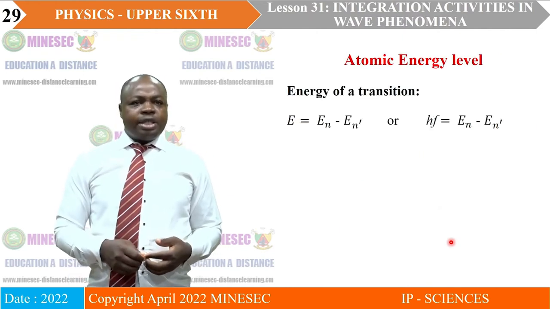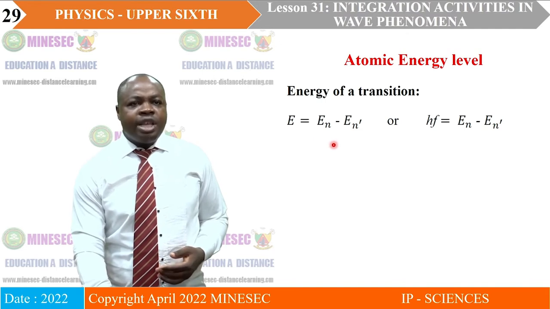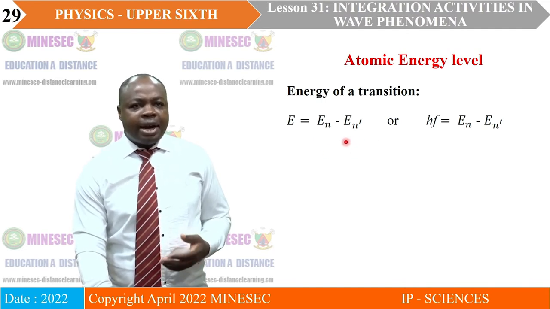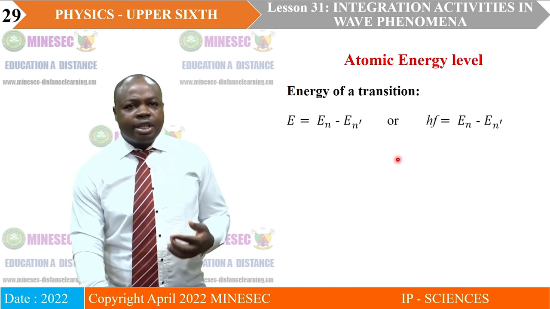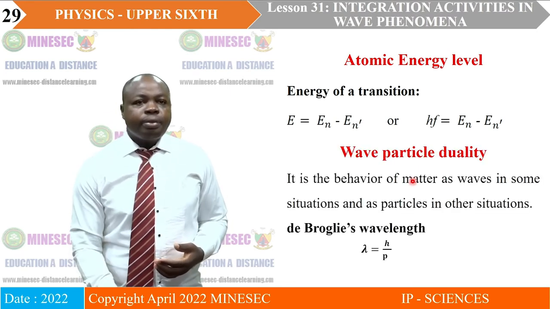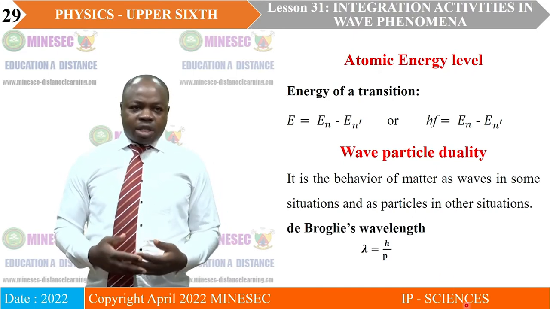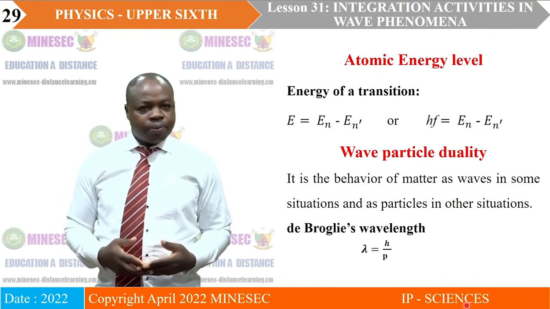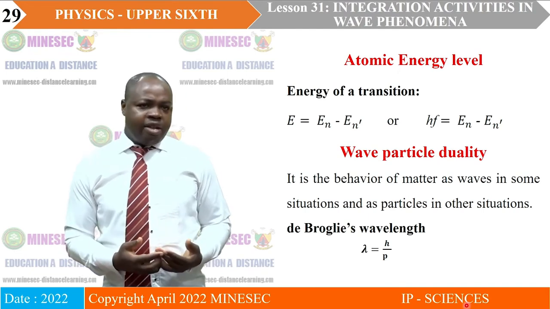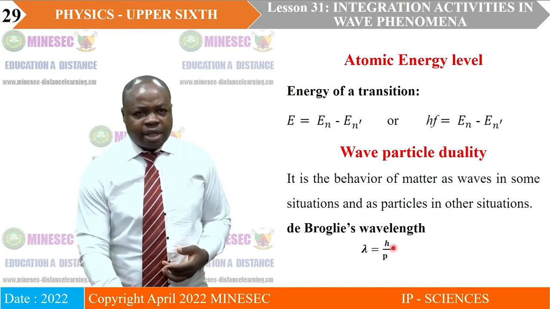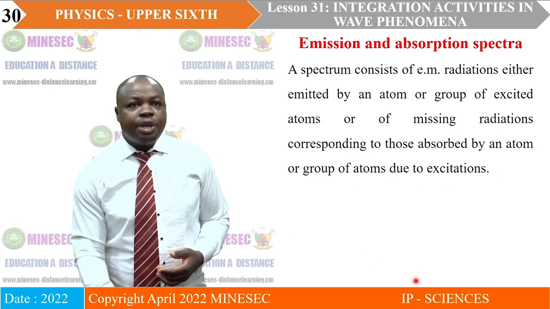Now, in atomic energy levels, the energy transition can be calculated from En minus En prime, where En is the energy at the higher energy level and En prime is the energy at the lower energy level. And wave-particle duality is the behavior of matter as a wave in some situations and as a particle in other situations. The relation between the wavelength when matter behaves as a wave and momentum when matter behaves as a particle is given by de Broglie's equation, lambda equals h over p.